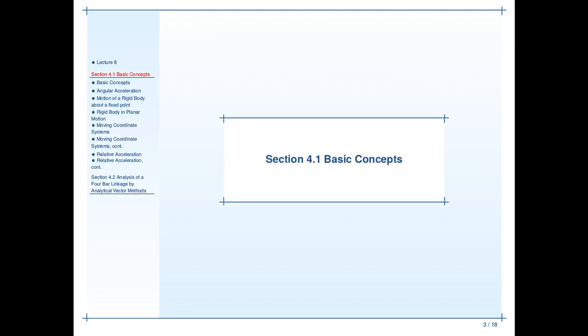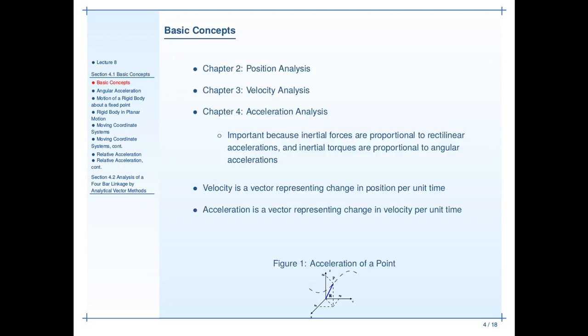Alright, so let's start with some basic concepts. In Chapter 2 on Wilson and Sadler, we went through position analysis, and we learned that we can treat mechanisms as a series of vectors that make a closed vector loop or vector chain. And if we have a 1 degree of freedom mechanism, if we can determine one of the link positions, we can calculate all of the others.